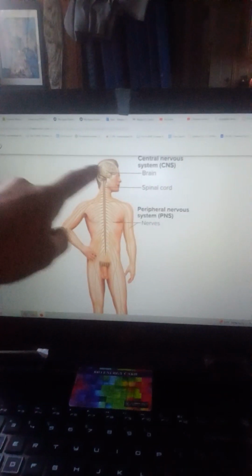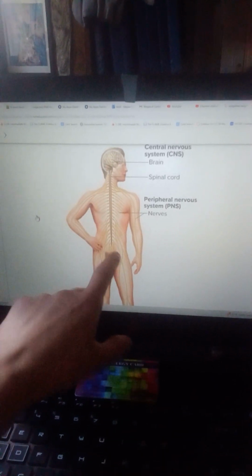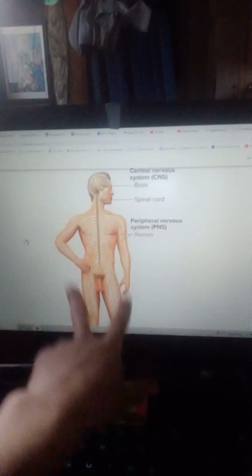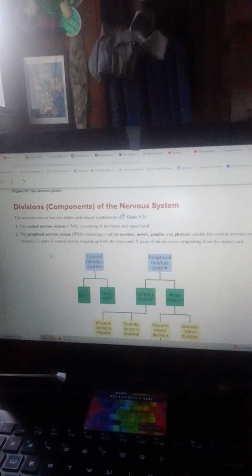The brain and spinal cord are called the central nervous system, CNS. Nerves all over the body outside the CNS, the central nervous system, are called the peripheral nervous system, PNS. There you go, here's a cool picture. Central, the brain, spine. Wow, peripheral, all the nerves around it. Okay.